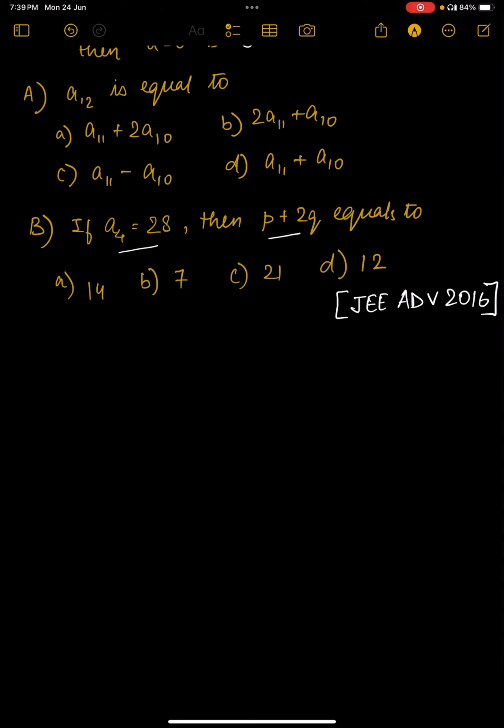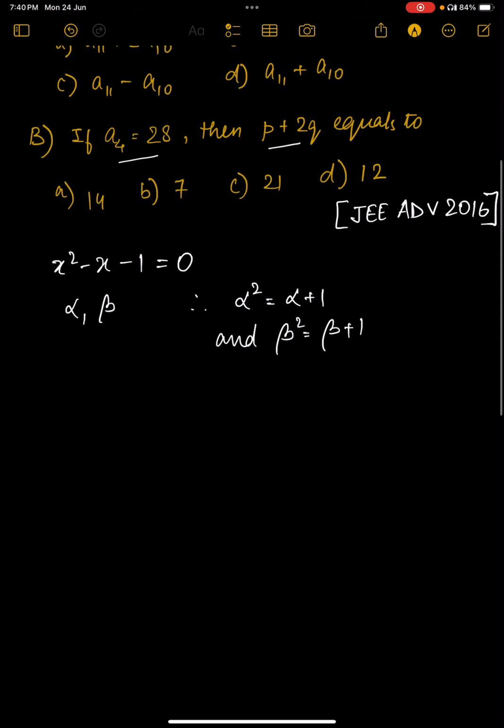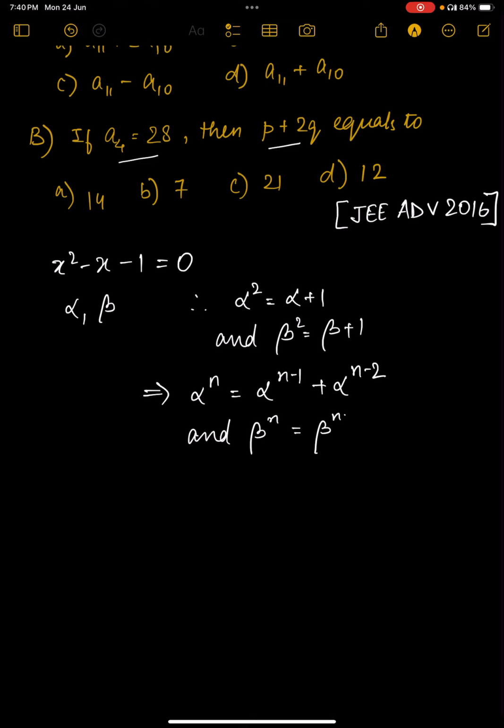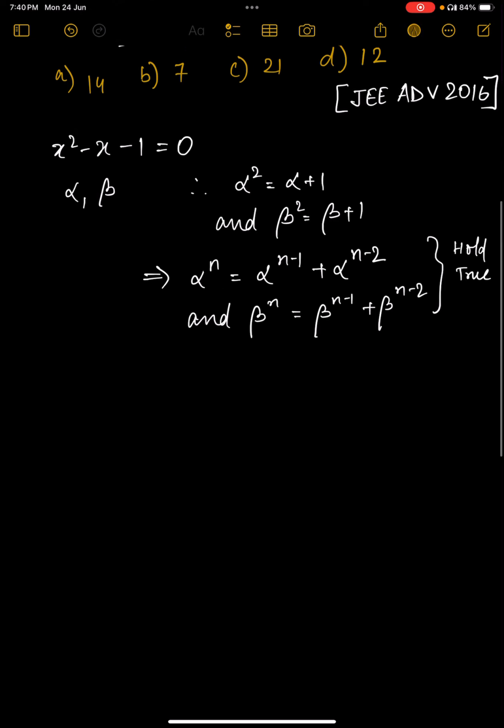Now, the equation given to us is x squared minus x minus 1 is equal to 0 and the roots are alpha and beta. Therefore, I can easily say that alpha squared is equal to alpha plus 1 and beta squared is equal to beta plus 1. From this, I can very well deduce that alpha power n is equal to alpha power n minus 1 plus alpha power n minus 2 and beta power n is equal to beta power n minus 1 plus beta power n minus 2. And this will always hold true. You can try it yourself as well.